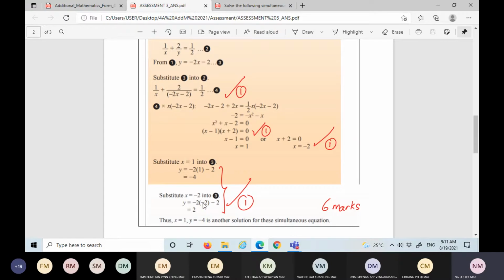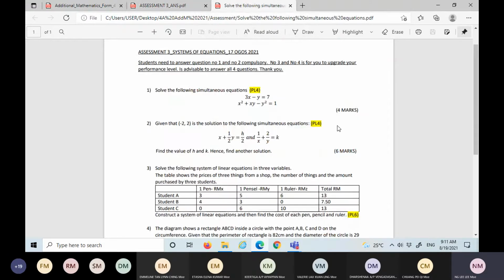Okay, because negative 2 is negative 2, 2 is the given in the question. So the other solution will be this one, negative 4. Is that another solution? Yeah, so this is for question number 2. Okay, now we go to question number 3. This is question number 3.